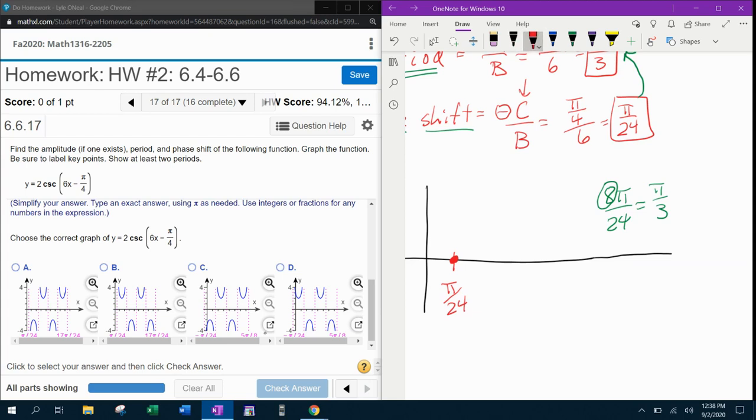Pi over 24. Starting here, we're going to go 1, 2, 3, 4, 5, 6, 7, 8. Now from the origin, that is 9 pi over 24. Do you see, if I count from the origin, that's 1, 2, 3, 4, 5, 6, 7, 8, 9, and each one of these is a pi over 24. So that is 9 pi over 24 to get to the end of the first wavelength. That's going to be the end of the first cycle.